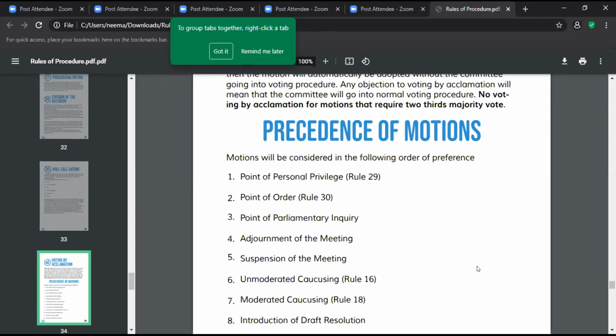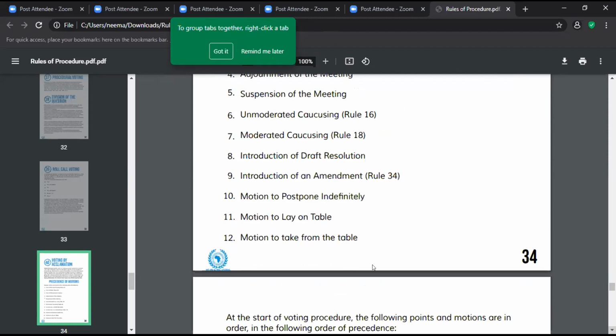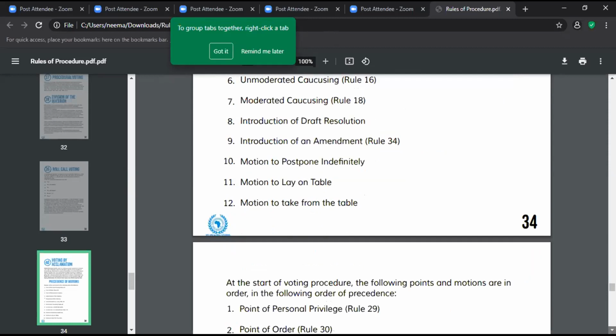So we'll start with the point of personal privilege. This one can interrupt a speech because it deals with audibility. The point of order may not interrupt a speech, but it may be raised immediately after the speaker is done. Same with the others. So I think I'm done.